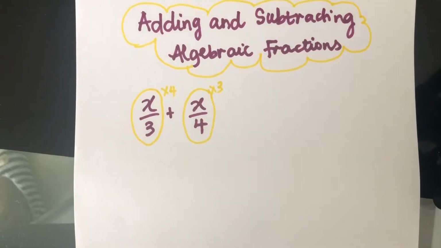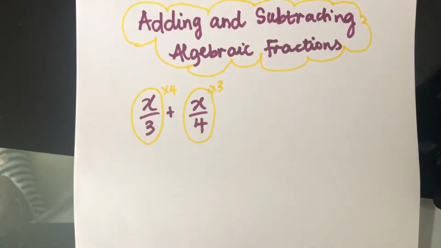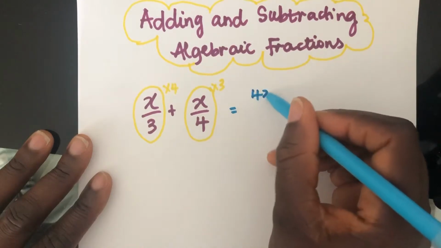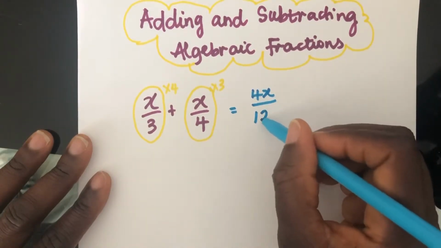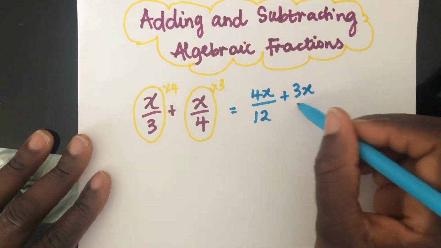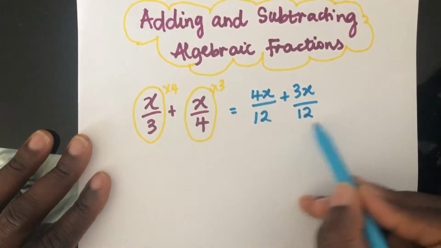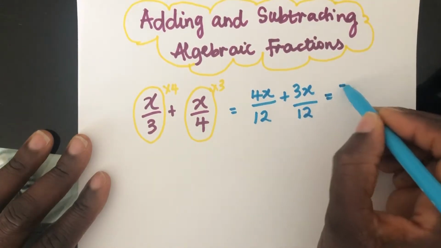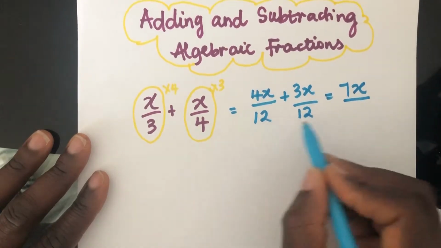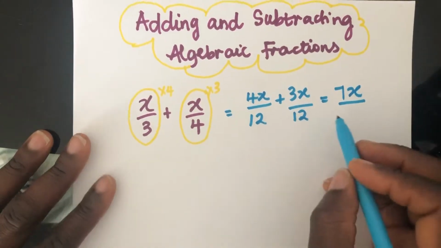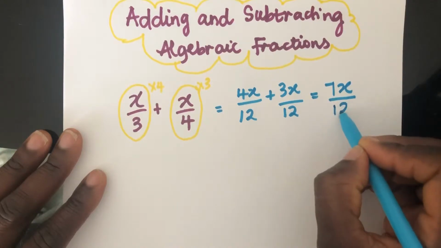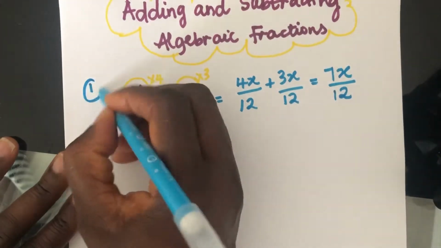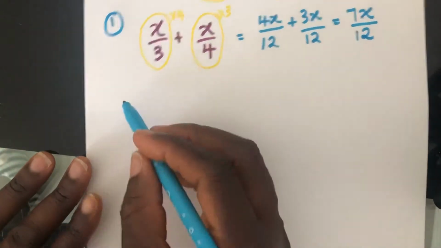Now I'm going to end up with a new set of numbers. Let's have a look. This is going to be equal to 4x over 12 plus 3x over 12. Now that the bottom numbers are the same, I just need to add the top numbers. 4x plus 3x would give me 7x, and I don't need to do anything about the bottom numbers. Now all I have to do is just to write it down because it always stays the same. Okay, that's my first example. Let me give you another example.